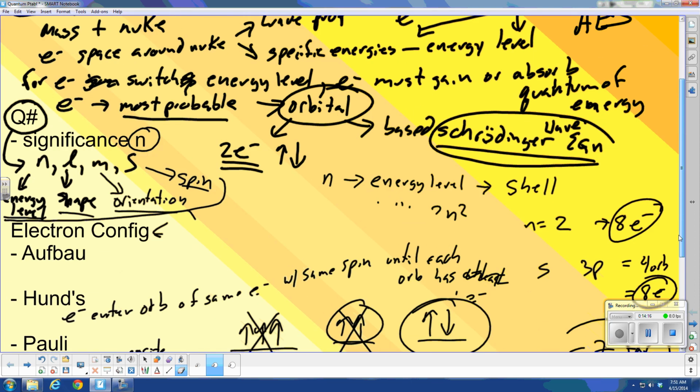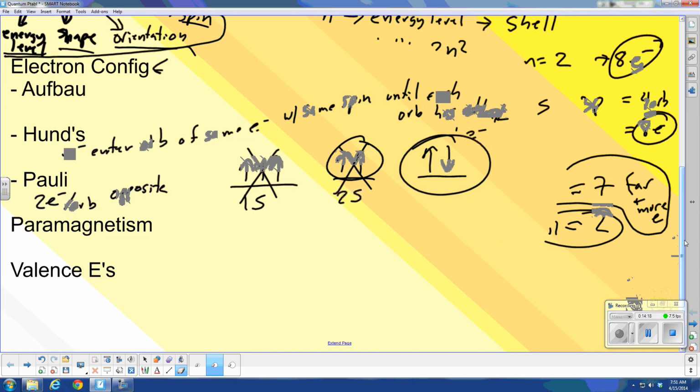Here we go. Paramagnetism. What is paramagnetism? That means that the element is attracted to a magnetic field. And why is this a discussion that we're having now? Because that attraction is based upon unpaired electrons.